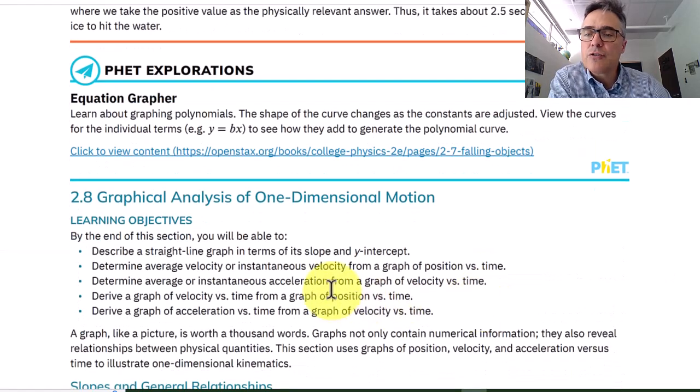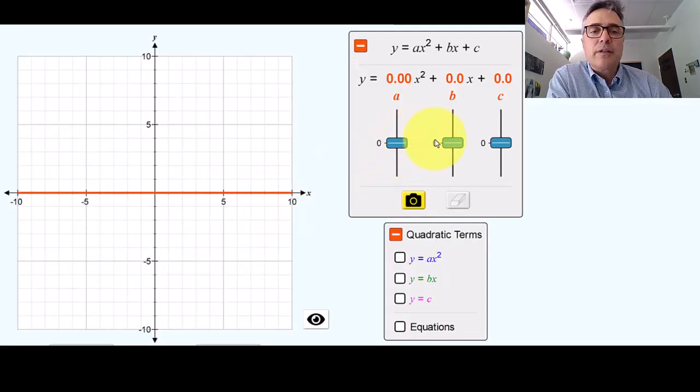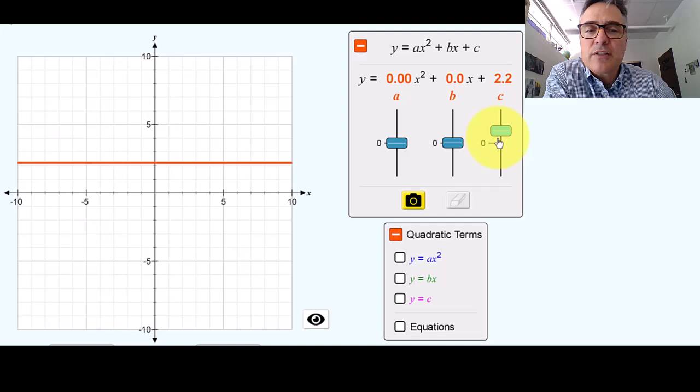And that leads us to section 2.8, graphical analysis of one-dimensional motion. I encourage you to look at this PHET exploration. If we click on that, it takes us to this equation grapher. Basically you can select the different constants in this equation. y, the vertical axis, equals ax squared plus bx plus c. This is called the quadratic equation because x to the power of 2 is the largest power of x. So c is just the constant.